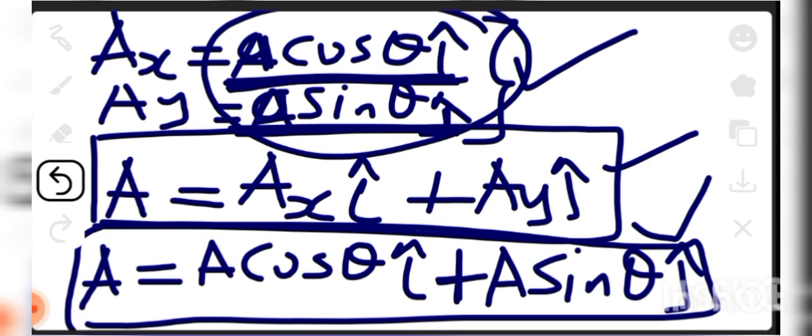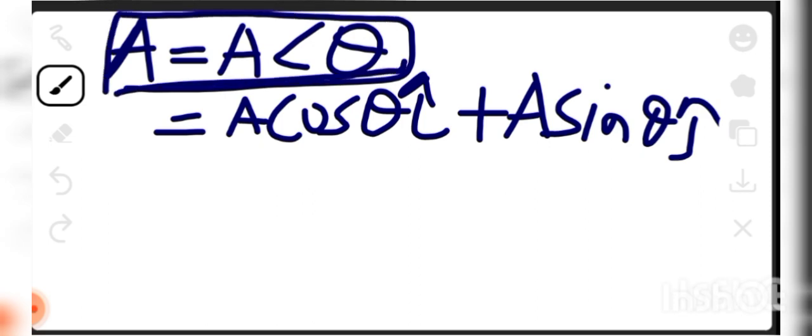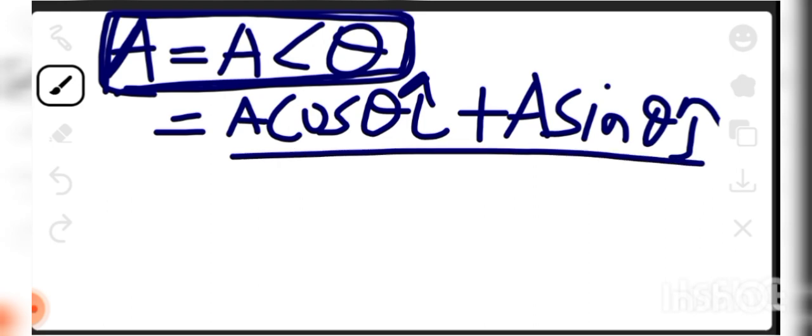Now look at another way to represent polar form. The polar form can also be represented this way. Vector A will be equal to A at the angle of theta. You can still represent polar form this way. This one means A cos theta i plus A sin theta j. That's the meaning of this. In case you see this anywhere in physics, know that it is a polar form of vector A cos theta i plus A sin theta j.